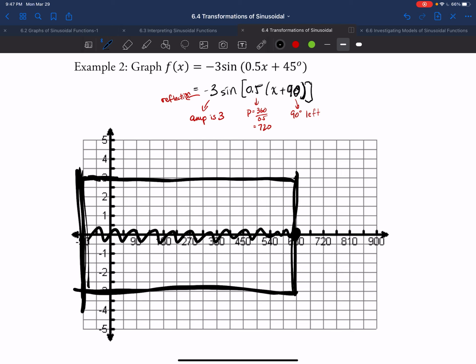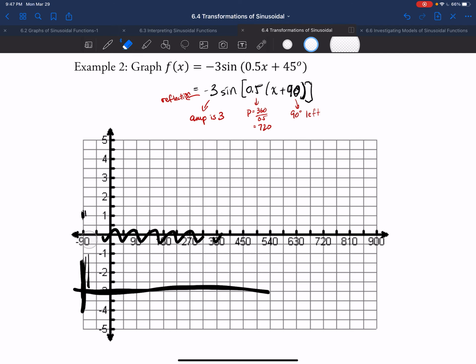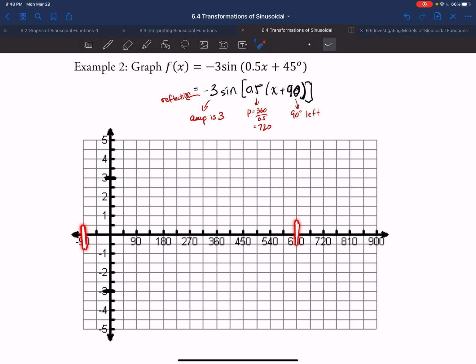So what I like to do is figure out where my box is. What are the boundaries of my one cycle of this function? So again, we know we're going up to 3 and down to -3. The left-hand side will be at -90. The right-hand side will be at 630, because that's 720 degrees between -90 and 630.